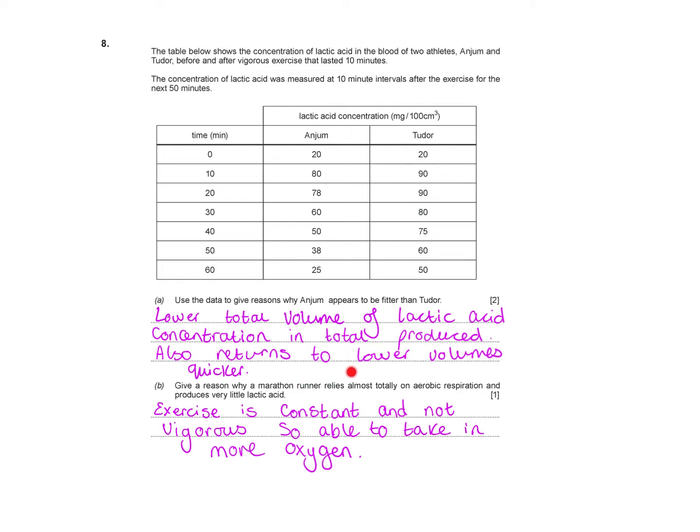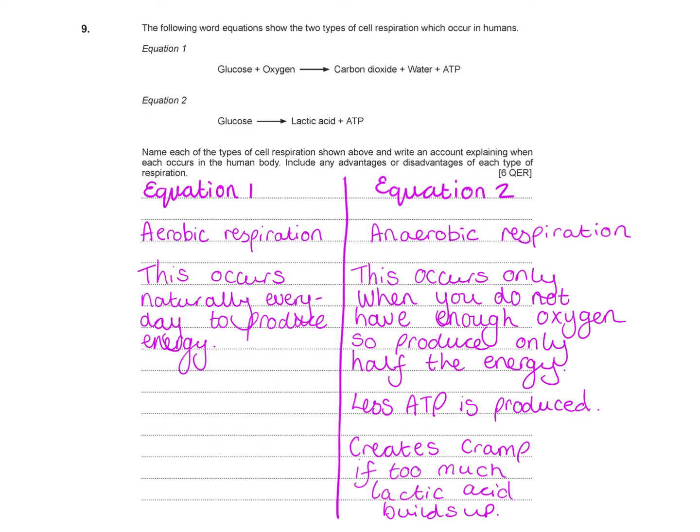Give a reason why marathon runners rely almost totally on aerobic respiration and produce very little lactic acid. The exercise is constant and not as vigorous, so they are able to take in more oxygen. This kind of question then is a nice 6 marker. I have put it in a table because I'm just trying to show you how to gain optimum marks. So it says name each type of respiration and then include any advantages and disadvantages.